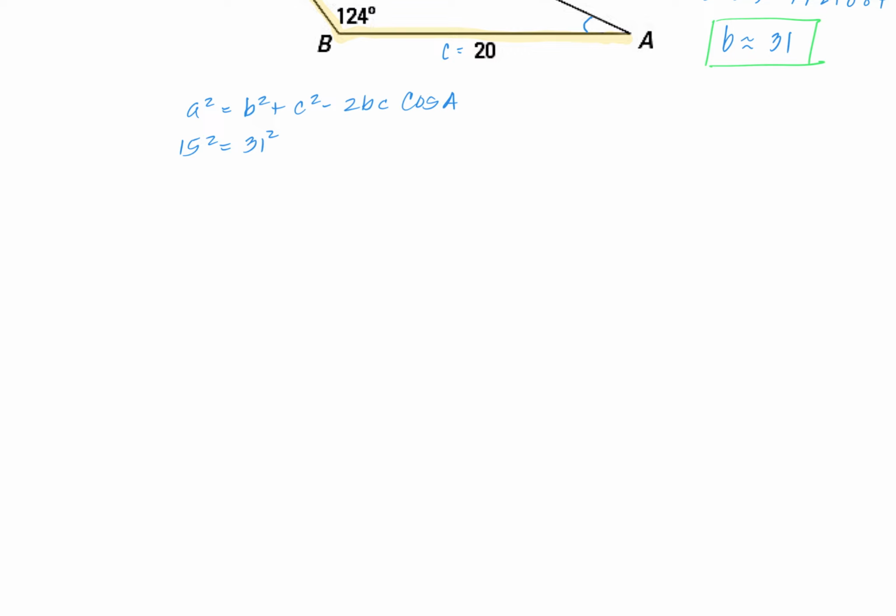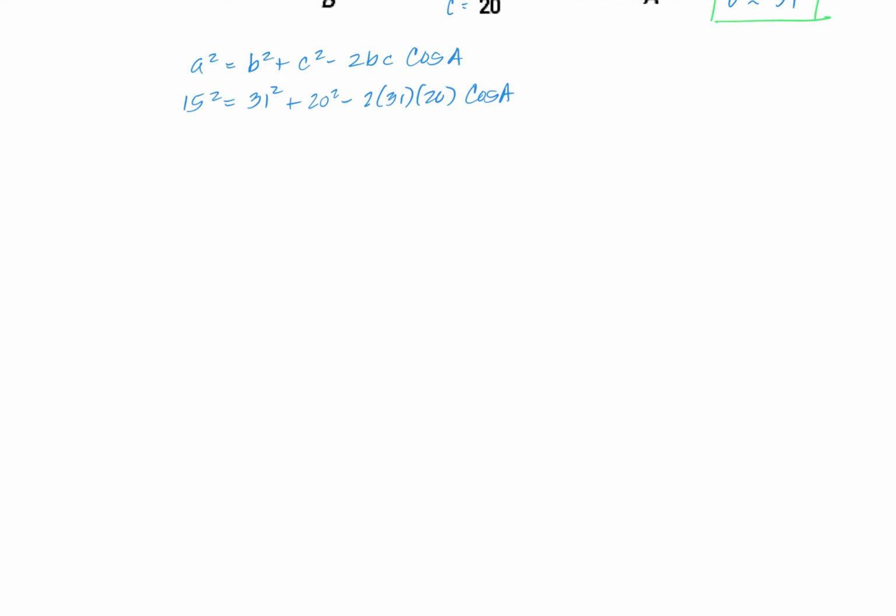Let's see, what was C? C was 20. So this is going to be plus 20 squared minus 2 times 31 times 20. And then we're trying to find cosine of A. So I'm going to figure out what all these values are first and then get the cosine of A by itself. This would be 225 equal to 961 in my calculator plus 400 minus 2 times 31 times 20. Again, you could put a bunch of this, well, actually, it's kind of hard, right? Because you have that cosine of A. So it's really hard to put the whole thing in the calculator at once. So we're going to have to do this in pieces.